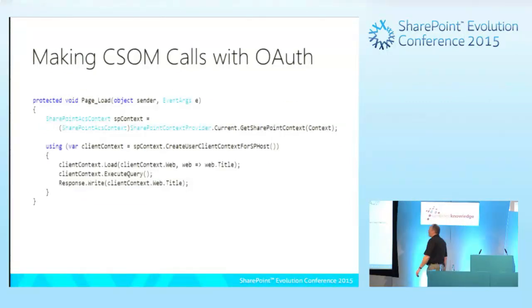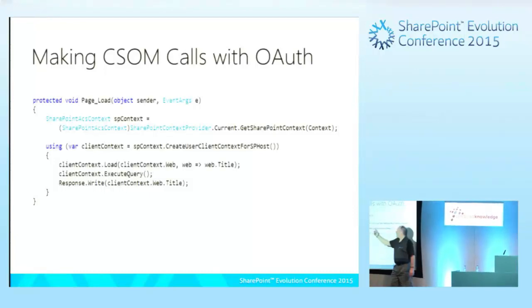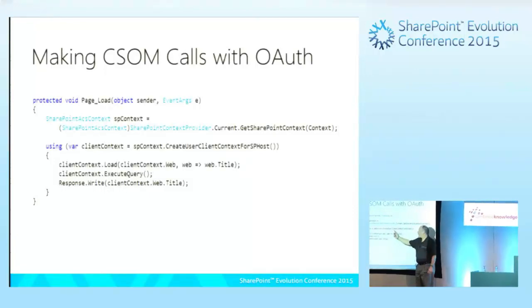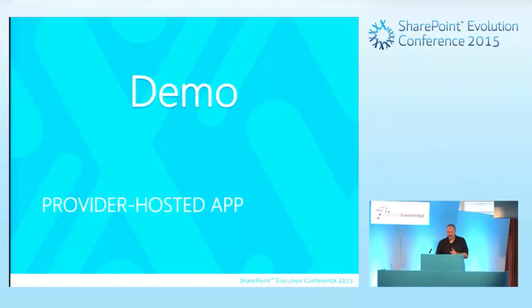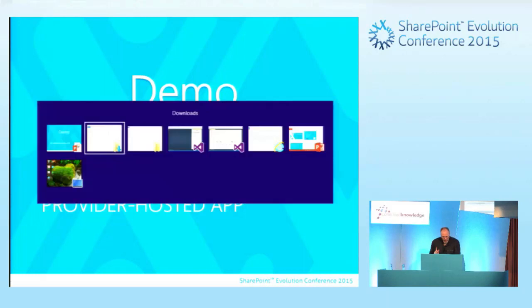If I'm doing CSOM, it's very similar. Again, I create the context, and then when I create my client context, instead of just getting a token, I say, go ahead and create the client context for me. Again, SP host, again, include the user identity, and I can make my call. So that's pretty straightforward stuff there. Again, that's a page load. Let me go over to a demo, and we'll do MVC, and you can see how that works.